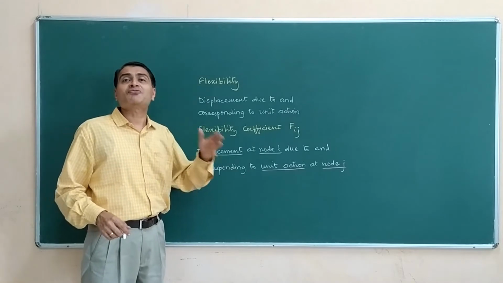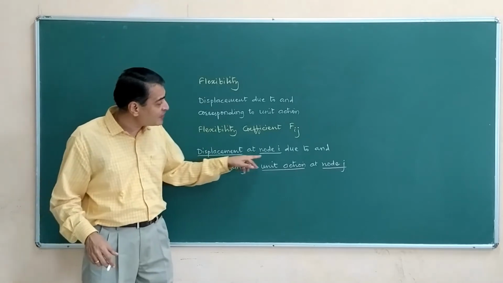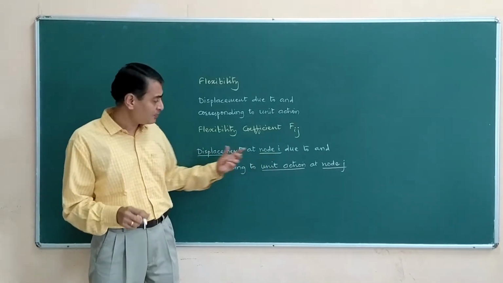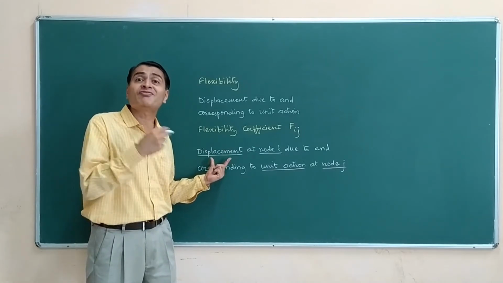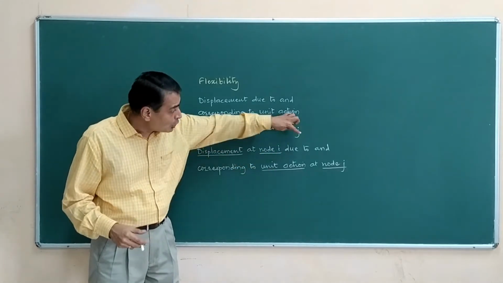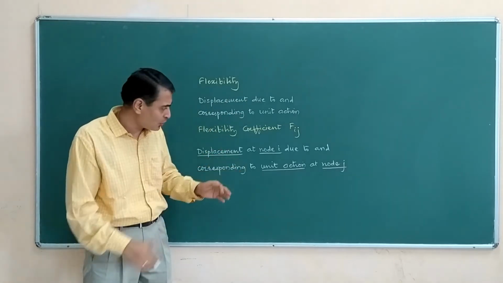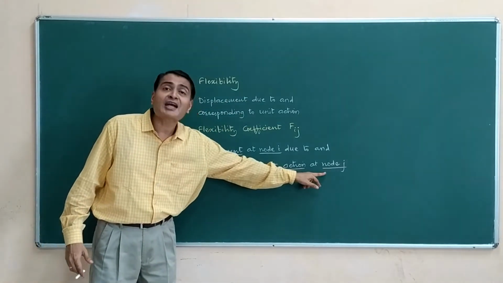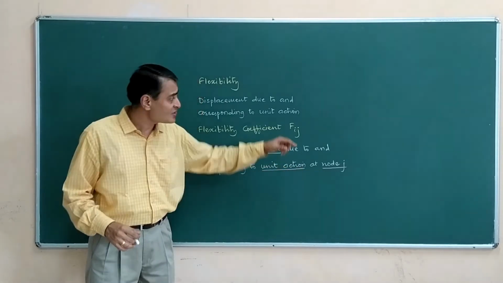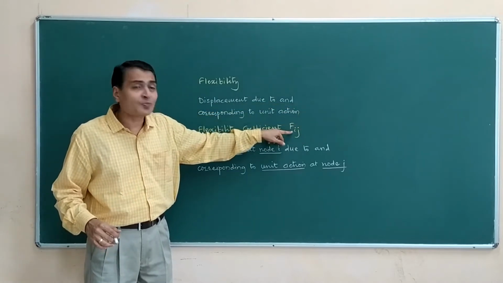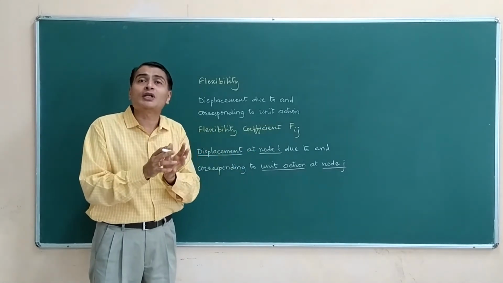So how do we define Fiz, flexibility iz? It is going to be the displacement at node i. That means the location of displacement, the location of consequence or effect, is i. Due to and corresponding to, as we discussed here, unit action at node z. So our action, our cause, is acting at z, and the displacement which has got generated at i, that displacement we are calling flexibility.